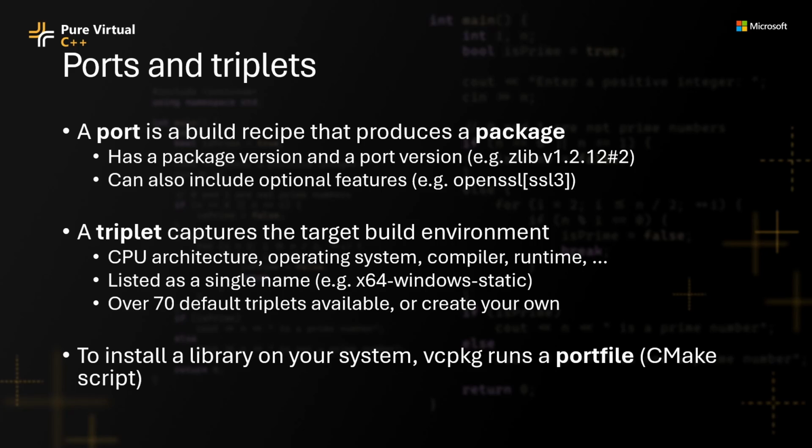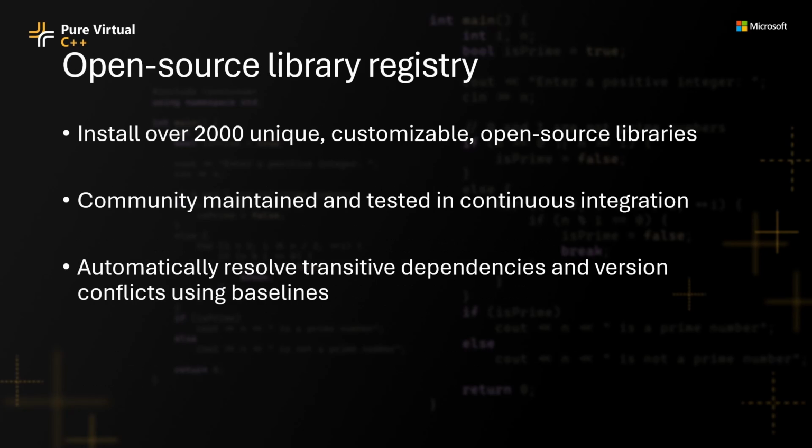vcpkg comes with a massive open source library registry that is actively maintained by the C and C++ community. You can download over 2,000 unique, customizable, and publicly available C and C++ libraries. You can choose which versions or features of these libraries you wish to install, and as stated earlier, vcpkg can produce a custom build based on your desired build configuration. vcpkg will automatically install any transitive dependencies, that is, dependencies of dependencies, without you having to list every single one out. Furthermore, the vcpkg open source registry is thoroughly tested by a continuous integration process.